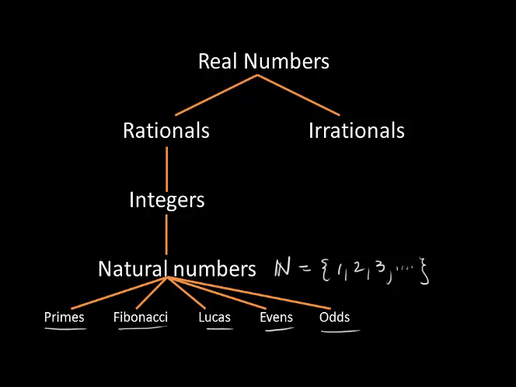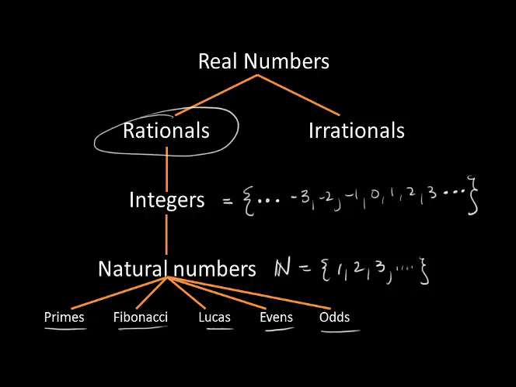The integers is the set containing, and I'm going to put 3 dots to the left, -3, -2, -1, 0, 1, 2, 3. So that's the next set that you learn about in school. First you learned about the natural numbers, and then you learned about 0 and the negative numbers. Those are called the integers. You need to know the names of these sets. And today we have talked about the rationals and the irrationals, and together they form the real numbers.